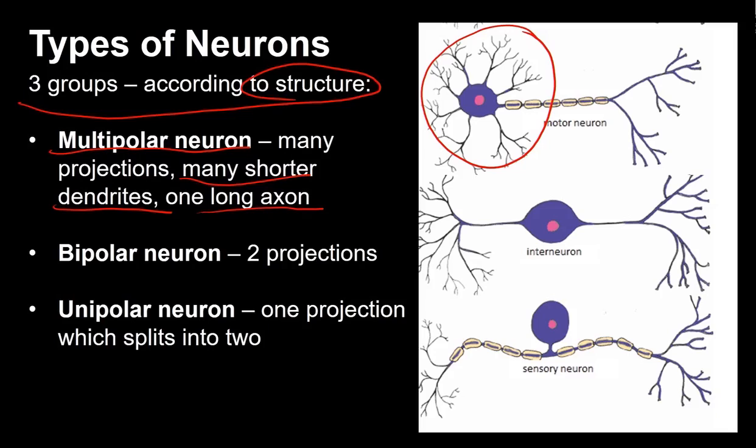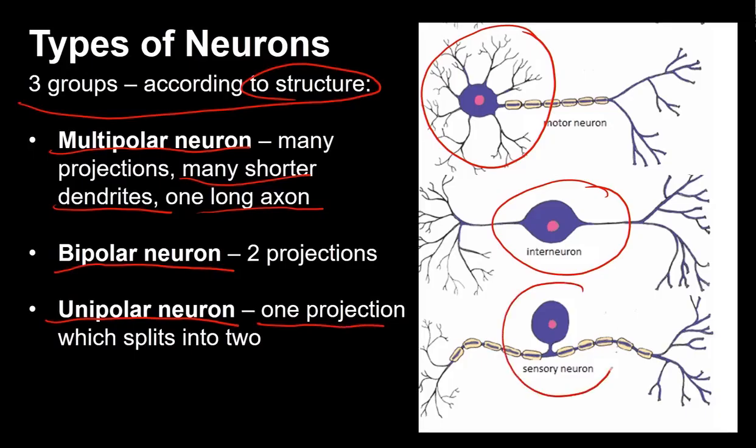Second type of neuron is called bipolar, because it's got 2 projections, because bi means 2. And the third type is called a unipolar neuron, because it has 1 projection, that's it there, it has 1 projection, and the projection then splits into 2.